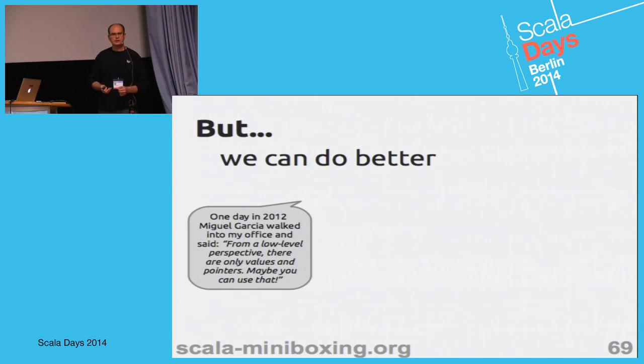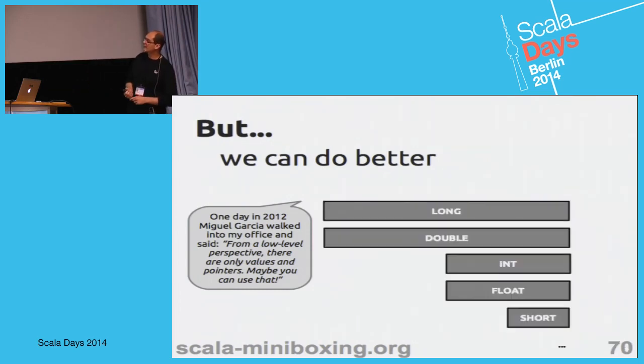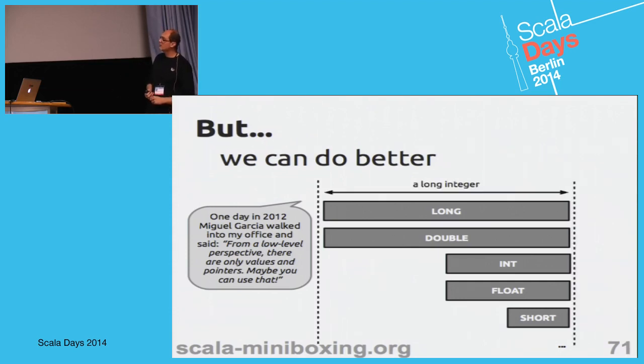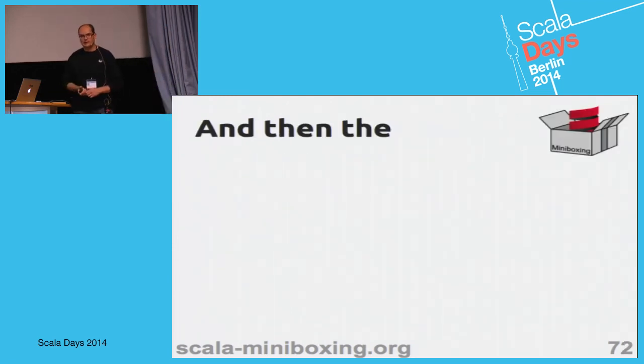Therefore, we have to make this compromise of having pointers and value types. And I was trying to figure out, hey, what exactly can I make of this? And I was looking at the value types. I was staring at them. What can I do? I mean, sure, it's value types, but then I figured out, well, everything can fit on a long integer, whether it's an integer, whether it's a float, whether it's a short. You could just encode it on a long integer. And then the miniboxing idea was born.